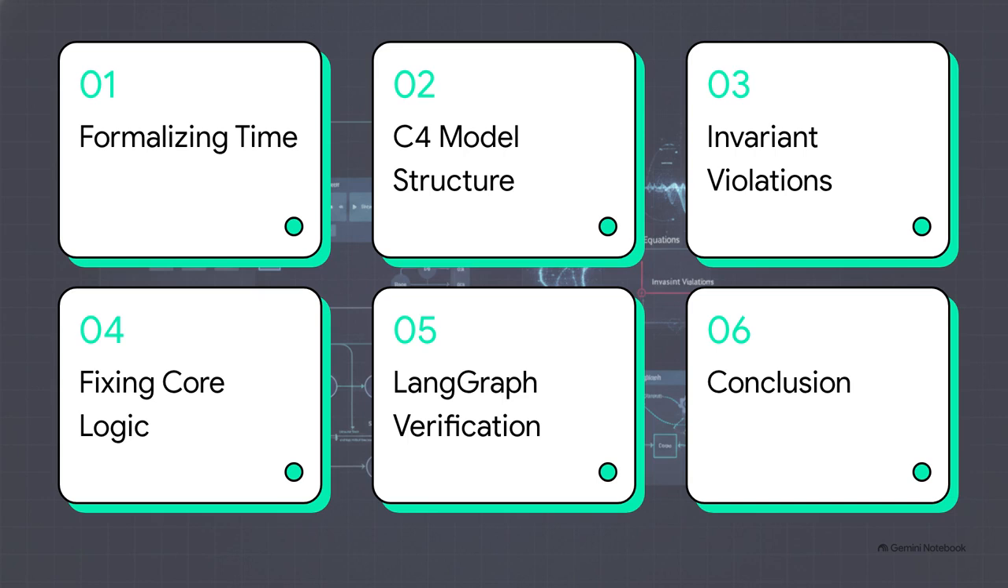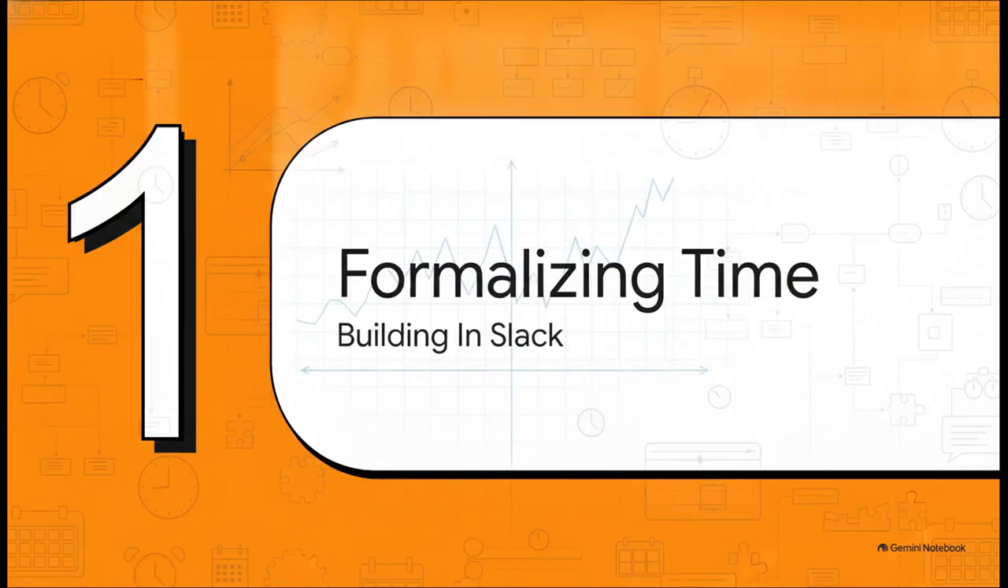Here is our roadmap for today. 1. Formalizing time management. 2. Structuring the C4 model. 3. Detecting invariant violations. 4. Fixing the core logic. 5. Verification via LangGraph. And 6. Our conclusion.